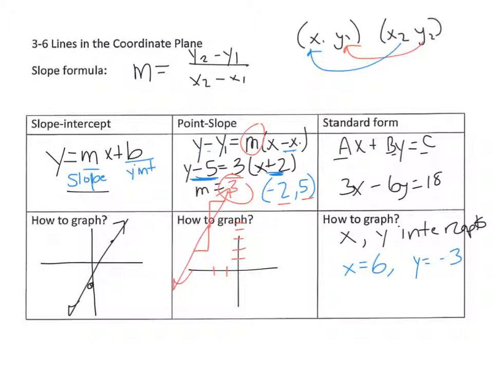When you graph it, on the x-axis you go to 6. This is the x-axis, this is the y-axis. On the y-axis, you put a dot at negative 3, and then you connect them. It's kind of easy to graph in standard form, just getting the x and y-intercepts.